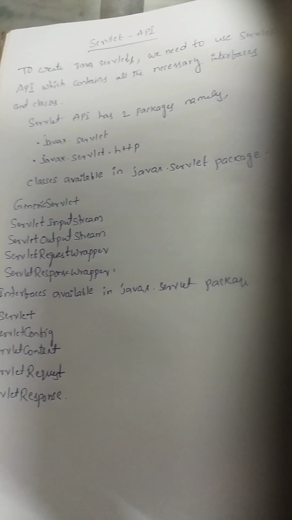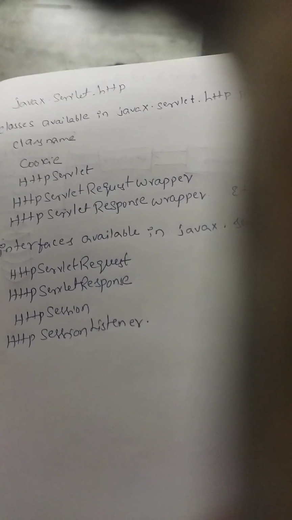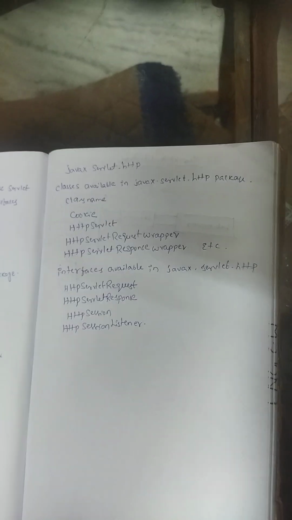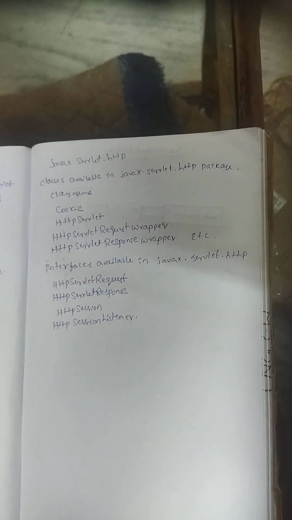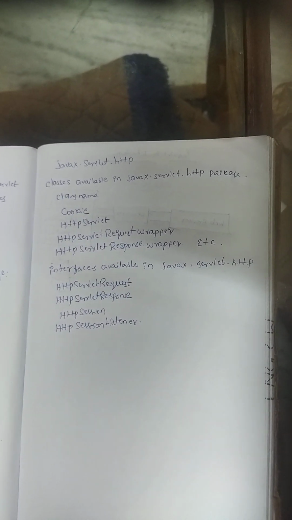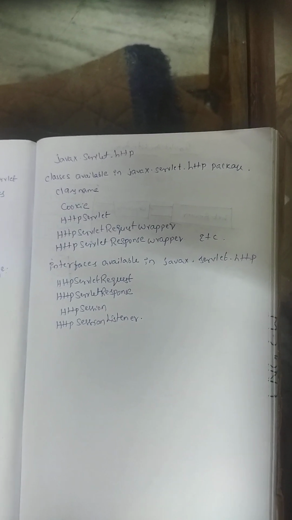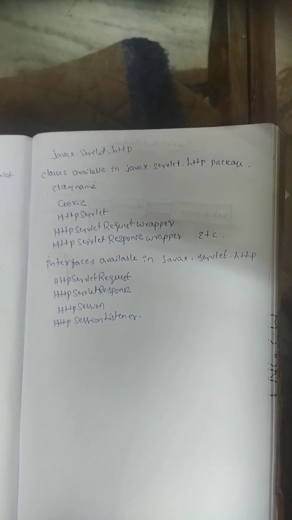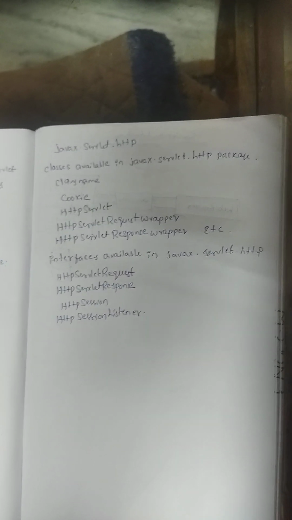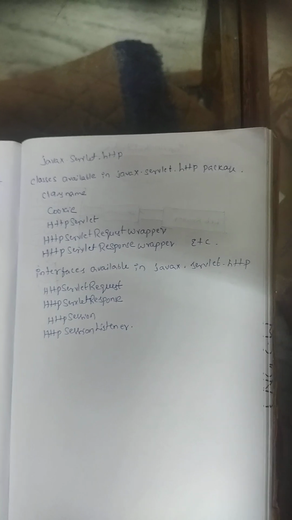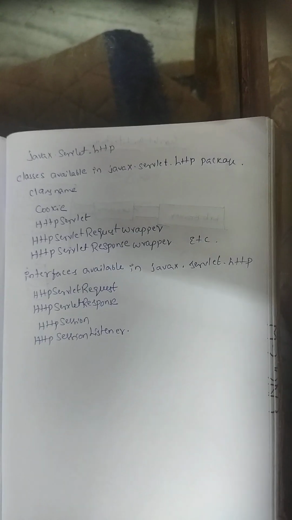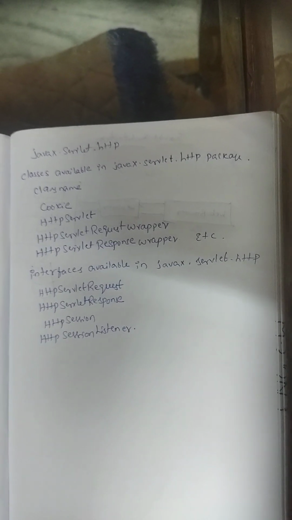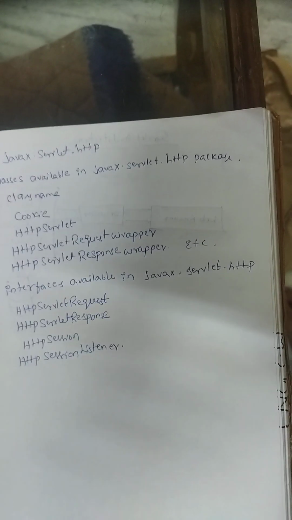Next one is javax.servlet.http. This package provides a number of interfaces and classes to support HTTP servlet, which is HTTP protocol dependent. So what are the classes available in javax.servlet.http? First one is cookie. Cookie creates a cookie object. It is a small amount of information sent by a servlet to a web browser and it is saved by the browser and later sent back to the server, used for session management.